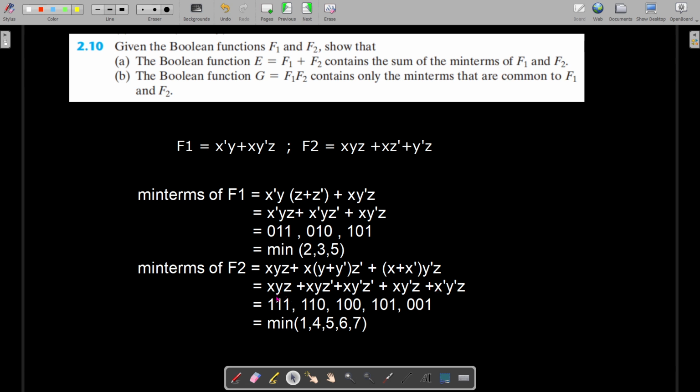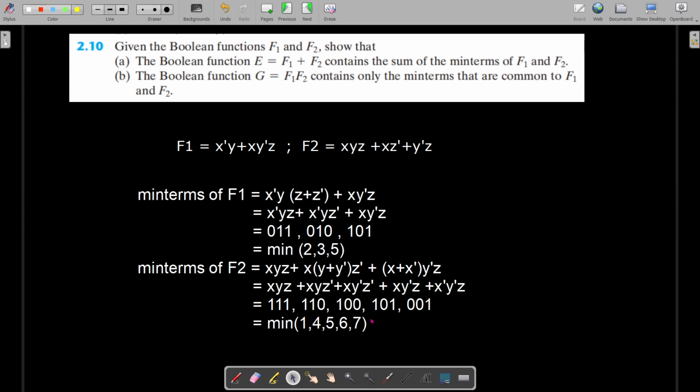So now we can find out the values for these. This is 111 because all the variables are originals. Here it is xyz', so for this z' alone we put 0, remaining 1, so 110. Then for this it is 100. Then for this it is 101. And for this it is 001.